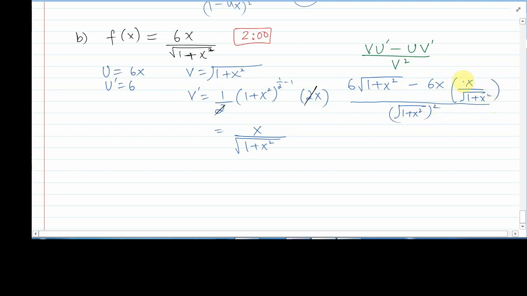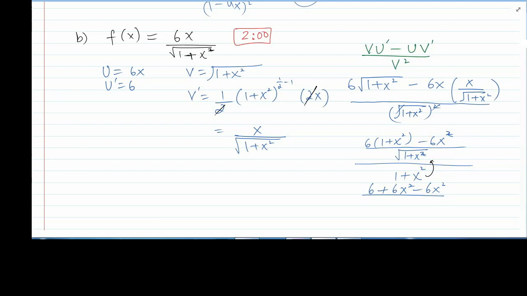All right, now in the numerator we can take LCM of 1 plus x square with the root sign. So now it will be 6 times 1 plus x square minus 6x square divided by, root and square cancel, so that is 1 plus x square only. All right, now you can multiply the brackets in the numerator, so that will be 6 plus 6x square minus 6x square divided by this 1 plus x square, which shifts in the denominator, you can say.